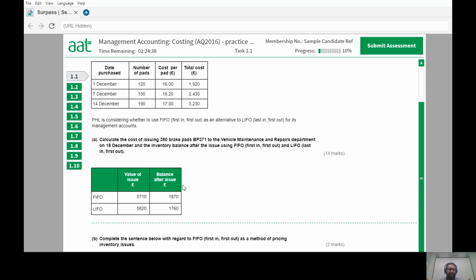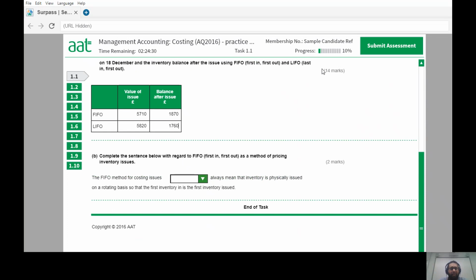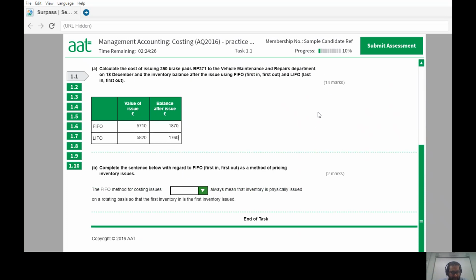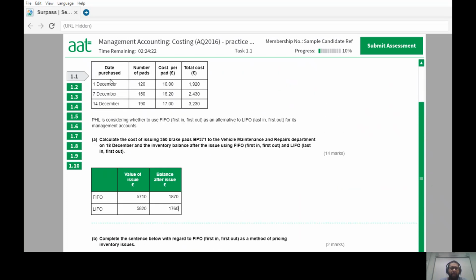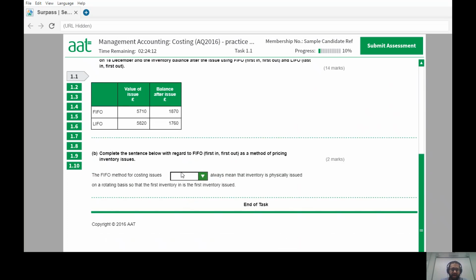That means that is the total value of my inventory before the pads were issued to the maintenance and the repair department. Okay, so that one is 14 marks. It took me barely a few minutes there. But what you need to remember is the right method and the right order. Fifo, you work from the earliest downwards, and Lifo means we use the latest and upwards. Okay, so that part is now sorted.